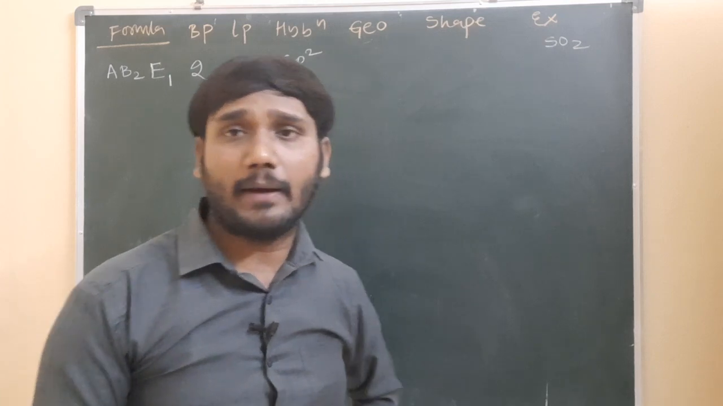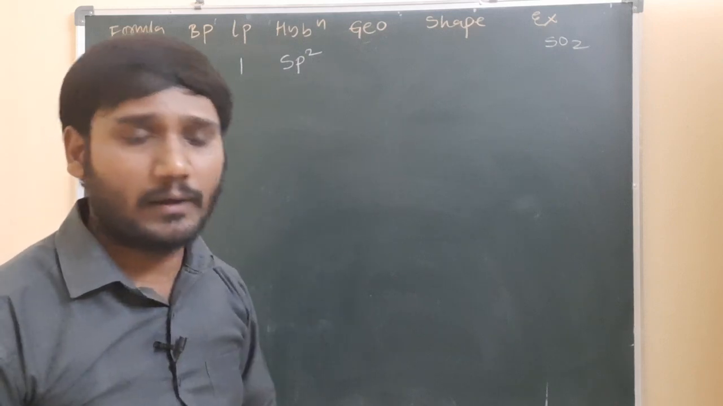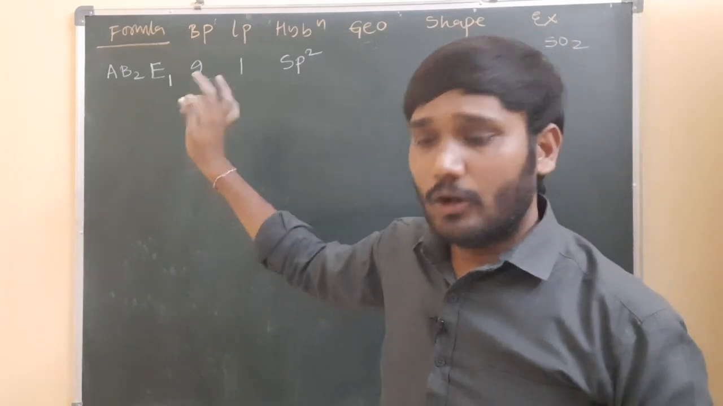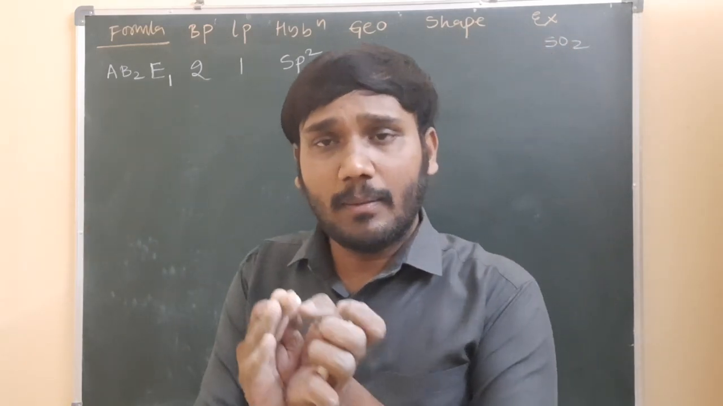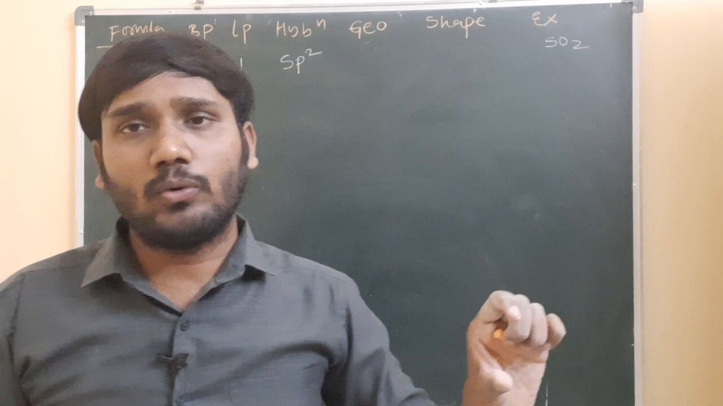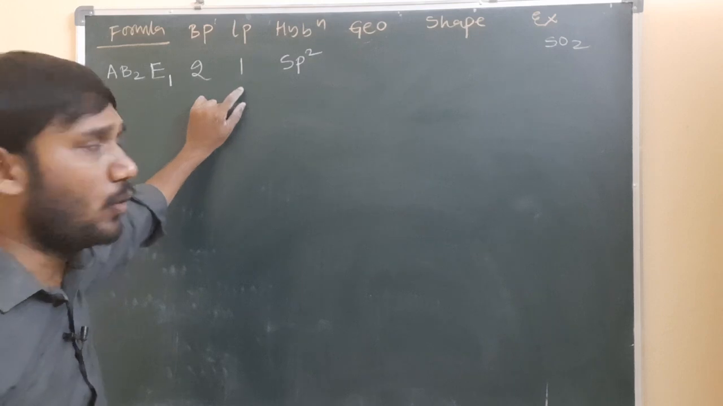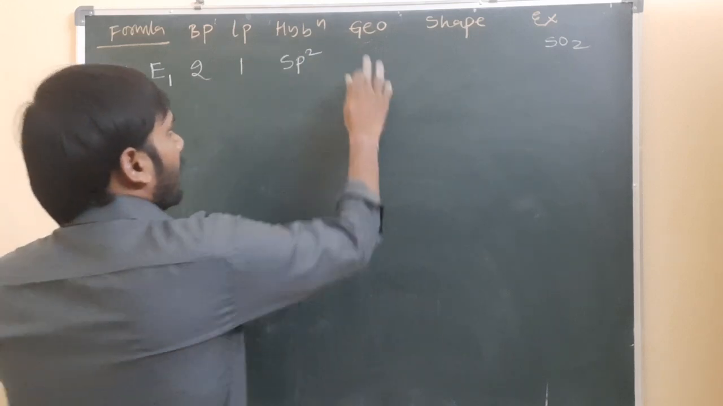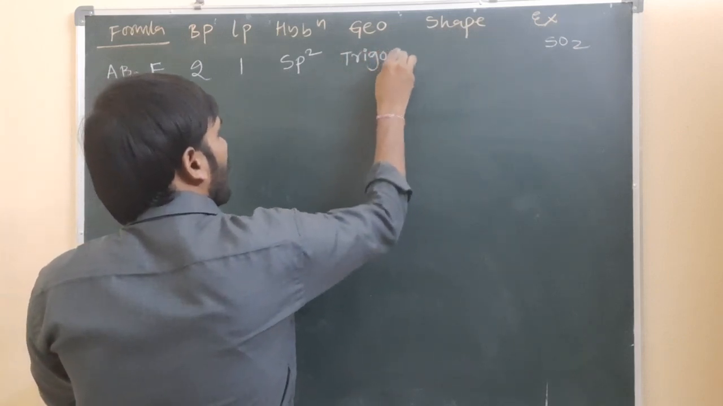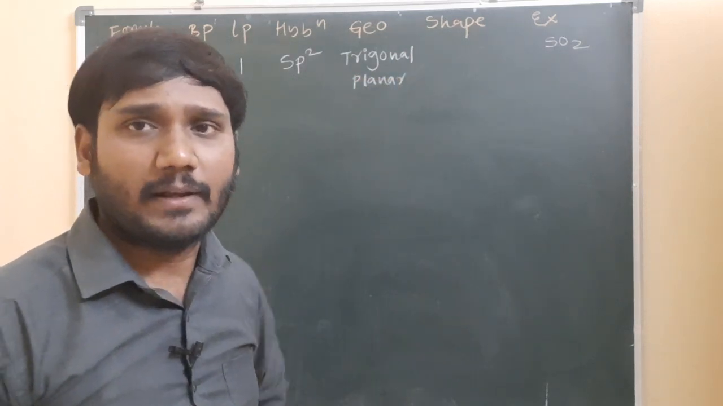The geometry of the molecule depends on the number of electron pairs. How many electron pairs are there? 3. Electron pair is nothing but bond pair plus lone pair; both we call electron pairs. To identify the geometry, we count how many bond pairs and lone pairs. Bond pairs are 2, lone pair is 1, totally 3. When the electron pairs are 3, the geometry of the molecule is trigonal planar.